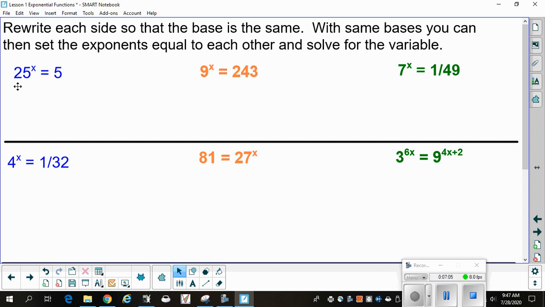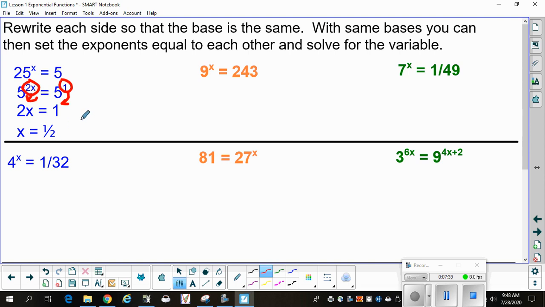So 25 to the x is equal to 5. Well, I can rewrite 25 as 5 squared. So then I'm going to get 5 to the 2x is equal to 5 to the 1. Now that I know that my bases are 5, my exponent is 2x, my exponent is 1, I set the exponents equal to one another, and I can solve. X is equal to 1/2.